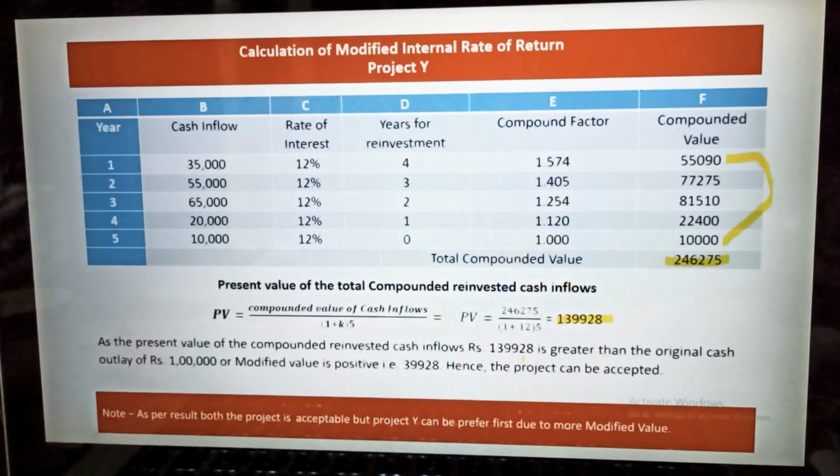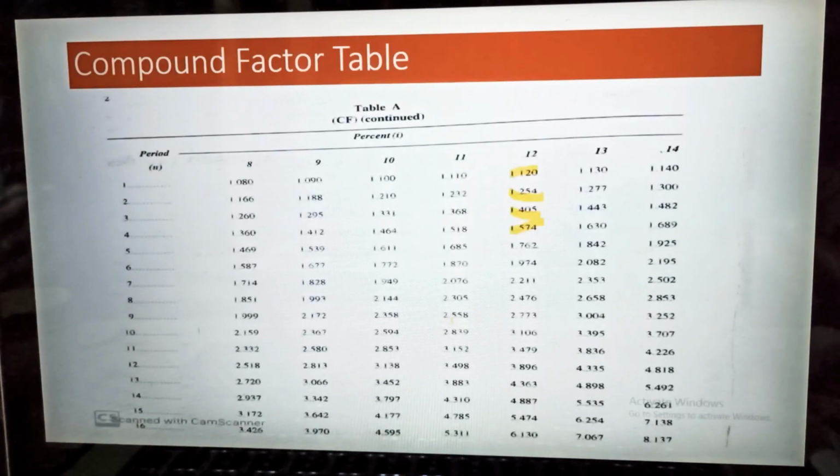But if you have only one project, it is easy: you can compare with your outlay, and if your inflow is more than your outlay or investment, you can select it. But here, in both projects, your inflow is more than your outlay. So in this case you have to decide which project is giving the higher amount. I have written here the note: as per the result both projects are acceptable, but project Y can be preferred first due to more modified value, because it is giving 39,928 in comparison to project X. That's why you will select this project. So these are the compounding factors through which you can calculate.